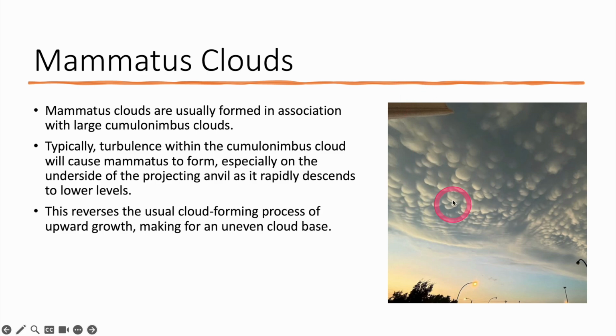Mammatus clouds, you'd see these associated with thunderstorms too. So they're called mammatus because they kind of look like udders. So they look like mammary.